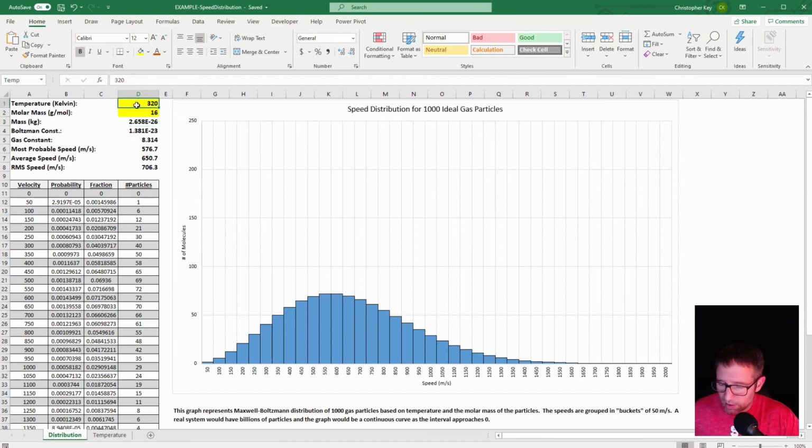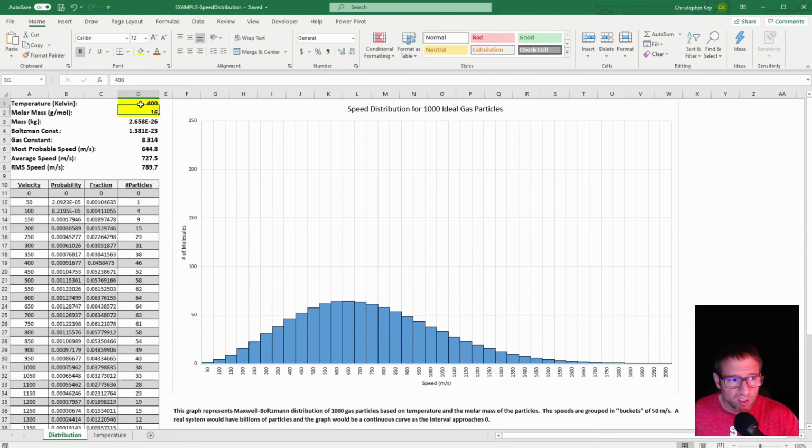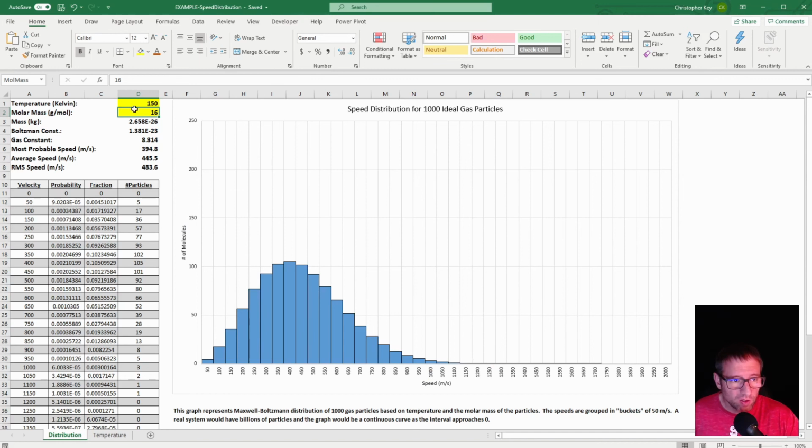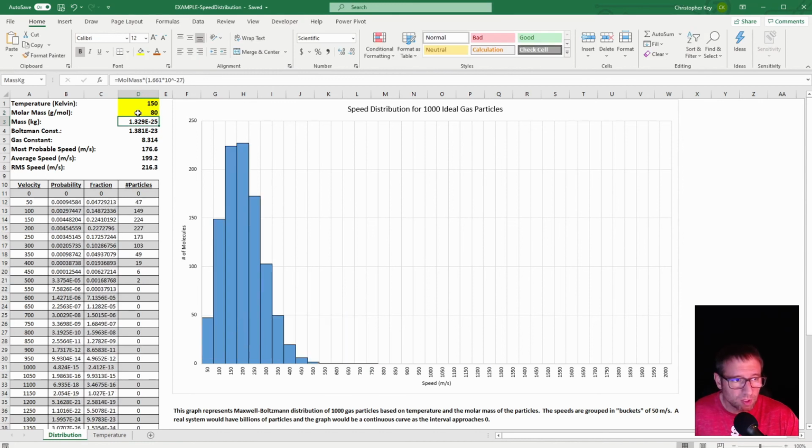See what happens when we raise the temperature up to 400. You can see we spread it out even more. If we drop that temperature down to 150 Kelvin, pull the graph back over here. Or if we increase our molar mass up to something pretty heavy, let's just make up a number, we can see that we really drag our graph back over to the left. They're moving at an average speed of 199.2, and you can see that the reason this graph gets really tall is because there's not as many particles out here. They're spread out over fewer speeds, so it's creating a tall peak graph on this side.